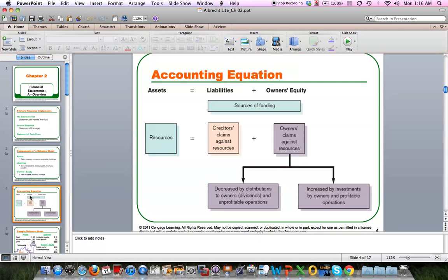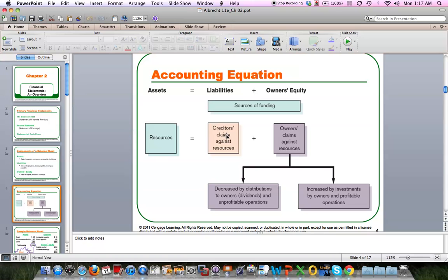One of those things that you just have to memorize, one of those things that you just have to know when it comes to accounting is the accounting equation. Okay, and it says right here at the top, assets equals liabilities plus equity. You absolutely have to know that assets equals liabilities plus equity. Liabilities and equity are your sources of funding. Assets are resources that your business will use to help earn revenue. And then the sources of funding, liabilities are creditors' claims against those resources.